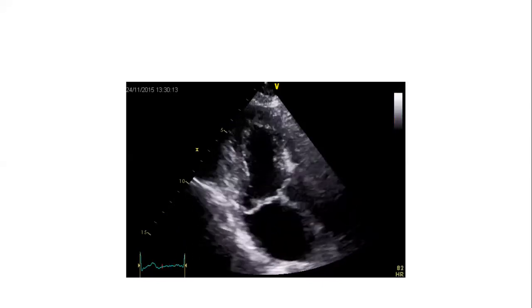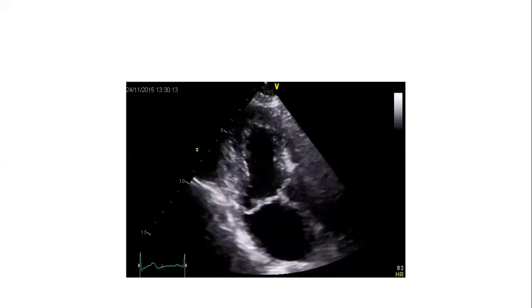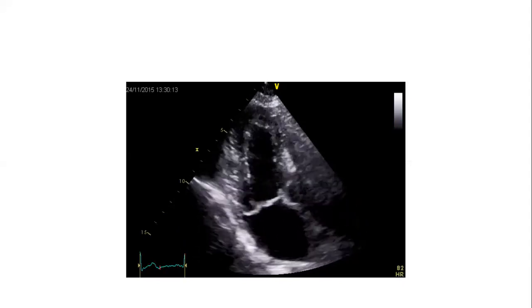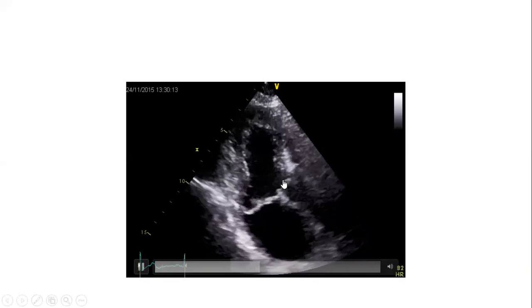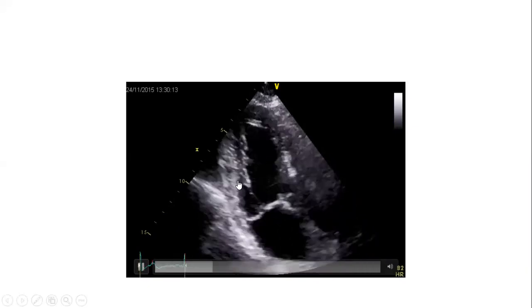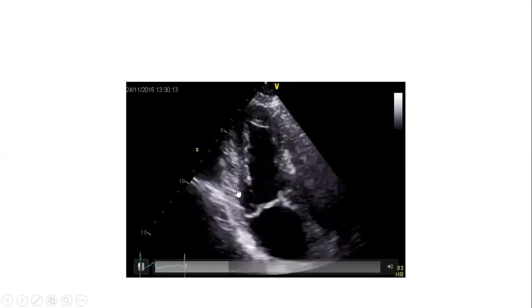Now tell me wall motions in this patient. Basal and mid segments are hypokinetic. Basal and mid of what? Septum. This is anterior septum. There is no septum in this. Yes, anterior septum. They are reasonably normal. The wall motion abnormalities lie over here in this segment. And look very carefully.